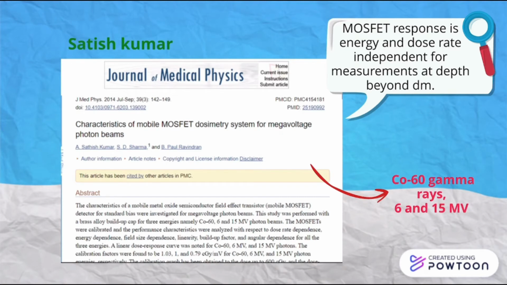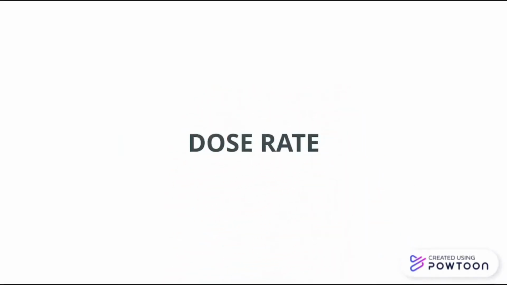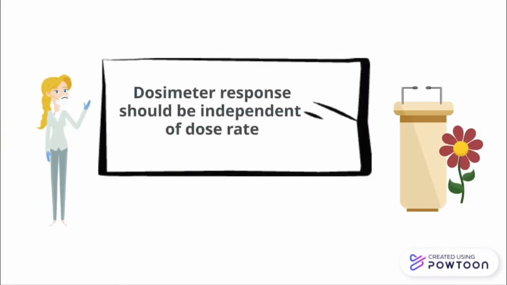Hence, this dosimeter can be used over a range of photon beam energy with no correction for energy and dose rate dependence. The third semiconductor property is dose rate. In an integrated system, the dosimeter response should be independent of the dose rate at which the radiation dose is delivered. The dose rate dependence of the dosimeter should be checked and appropriate correction should be applied in order to investigate the dose rate dependence and response.